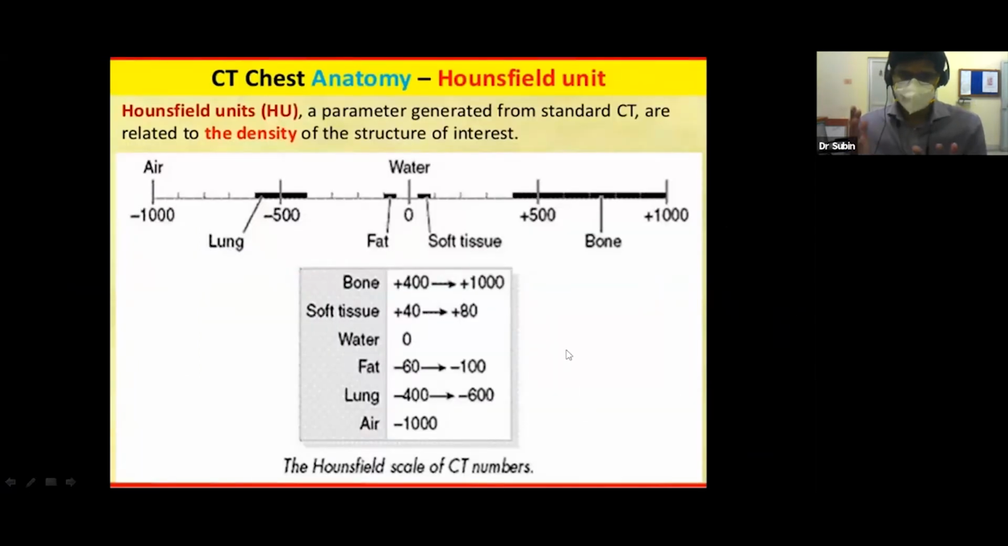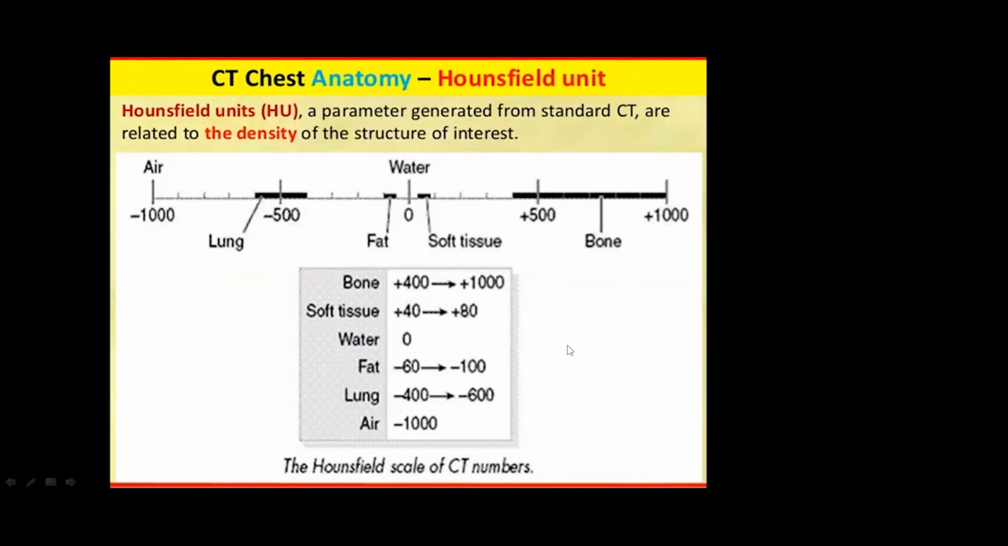All right. So the basic principle behind CT is that CT uses X-rays. The X-rays pass through the body.